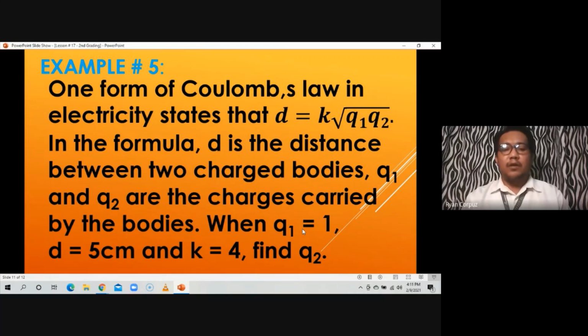When Q sub 1 is equal to 1, D is equal to 5 centimeters, and K is equal to 4, find Q sub 2. So that's what we are looking for. There are givens in the problem for us to answer what is asked. What we are looking for is the value of Q sub 2 with the given equation already.